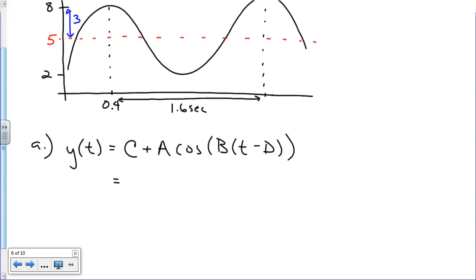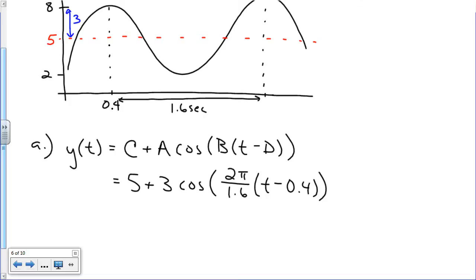So let's write our equation then. C, the sinusoidal axis we said was 5, plus a, the amplitude, is 3, times the cosine of b, where remember, the absolute value of b is equal to 2 pi divided by my period. So it's 2 pi divided by 1.6, which is the period that we have from up above. And that's times t minus the value of d, which is your phase displacement, where that maximum occurs, at 0.4.